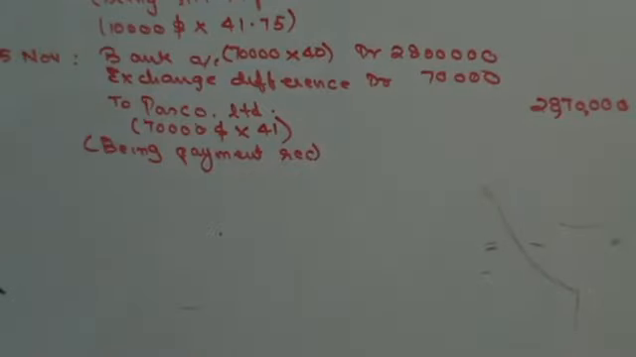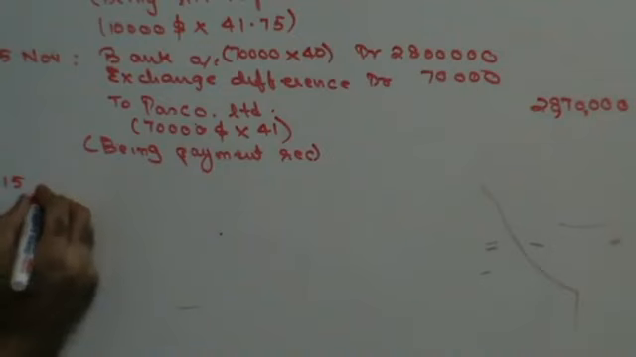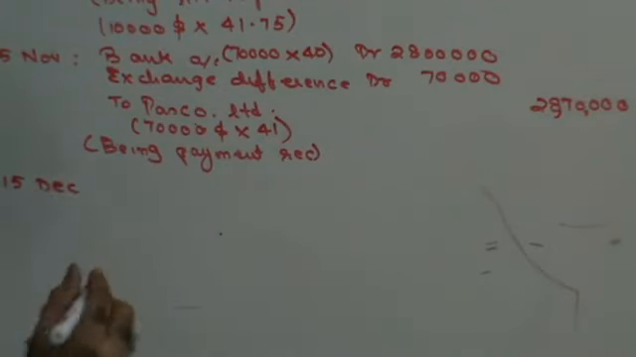After 5th November, on 15th December, you have to make a payment to Blue Cross, and you also have goods worth $75,000 exported to Thomas Limited of UK. First let's export the goods. On 15th December, you are exporting goods to Thomas Limited.